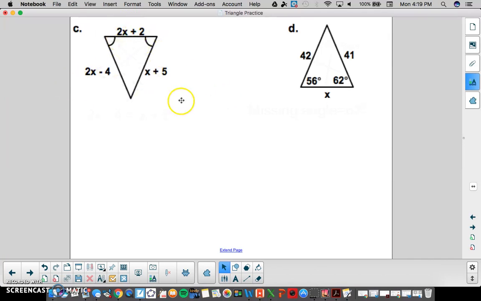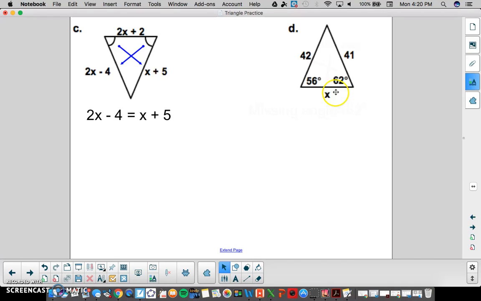Okay, in part C, notice we're given expressions to represent sides in this one, not angles. But this is actually the converse of the isosceles triangle theorem. If we're given congruent angles, then we know the sides that are opposite those are congruent. So we know the two that are congruent here is 2x minus 4 and x plus 5. If I were to solve this, I could get the value for x, and then I could find the value of each side. I want you guys to go ahead and do that.